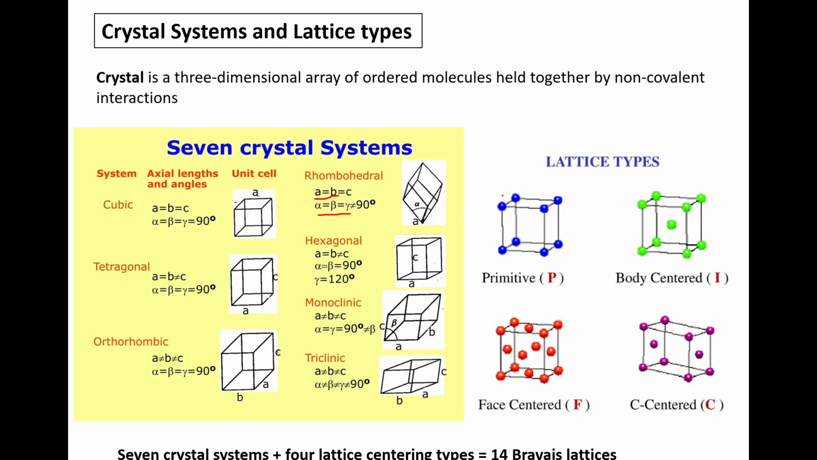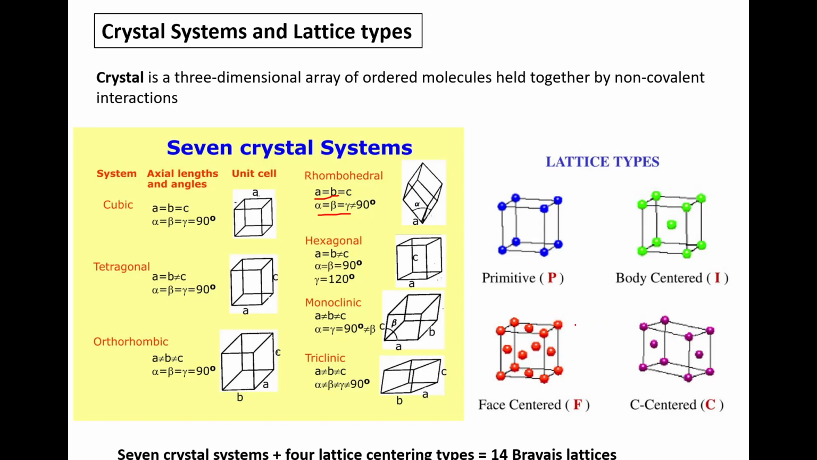But there are also different lattice types. What are lattice types? Lattice types give you the arrangement of the atoms in that lattice. If it is a primitive lattice, it means in the eight corners of a cube you have eight atoms. If it is a body-centered lattice, then apart from these eight atoms in the eight corners of a cube, you have an atom in the center of that cube. If it is face centered, then on each and every face you have one atom, as well as the eight atoms in the eight corners.